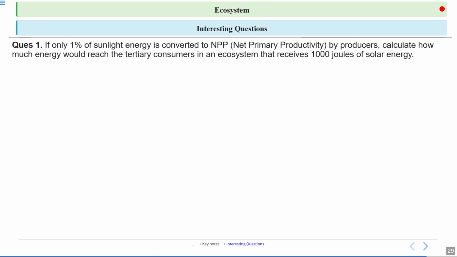Now, there are some interesting questions that you have to analyze critically. First question is, if only 1% of sunlight energy is converted to net primary productivity by producers, calculate how much energy would reach the tertiary consumers in an ecosystem that receives 1000 joules of solar energy. So you can calculate this using the 10% law.